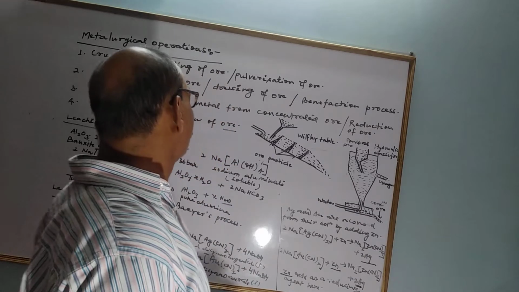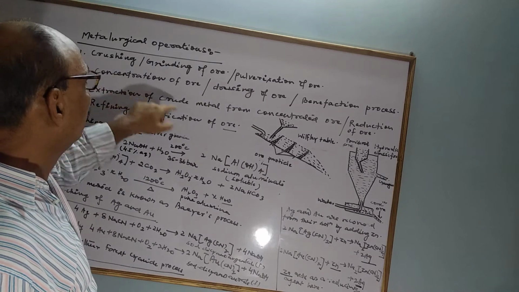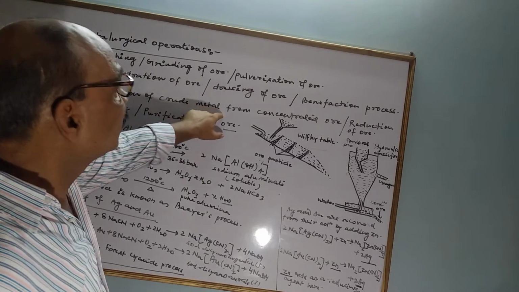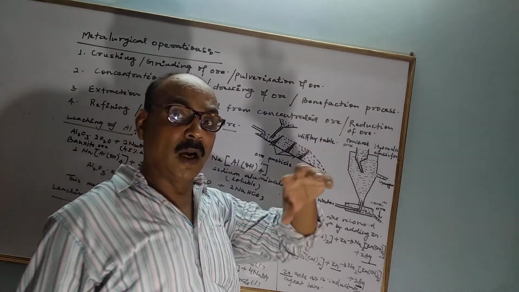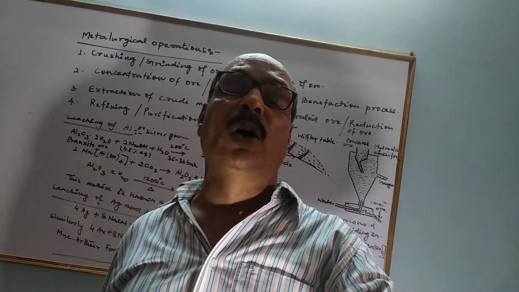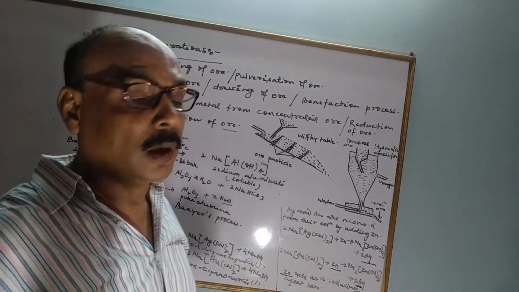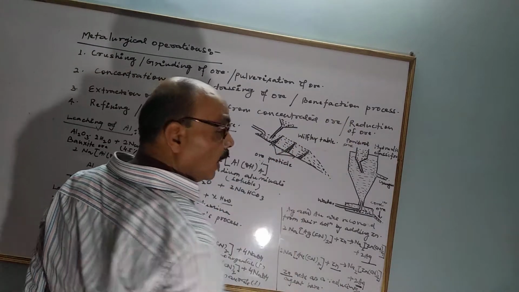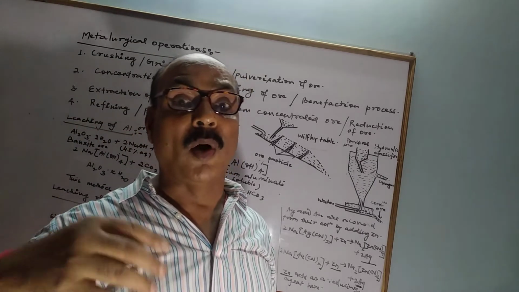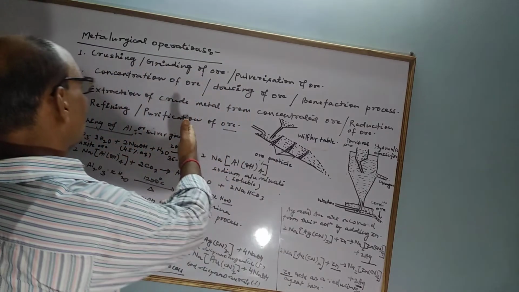Once the ore is concentrated, it is subjected to removal of sulfide impurities, oxide impurities, all these. That process is known as reduction of ore. That means extraction of crude metal from the concentrated ore, the removal of the oxide or sulfide, if any, present in the ore to get the crude metal. And the final stage of the metallurgical operation is the refining of crude metal to get the pure metal. That is also known as purification of metal.